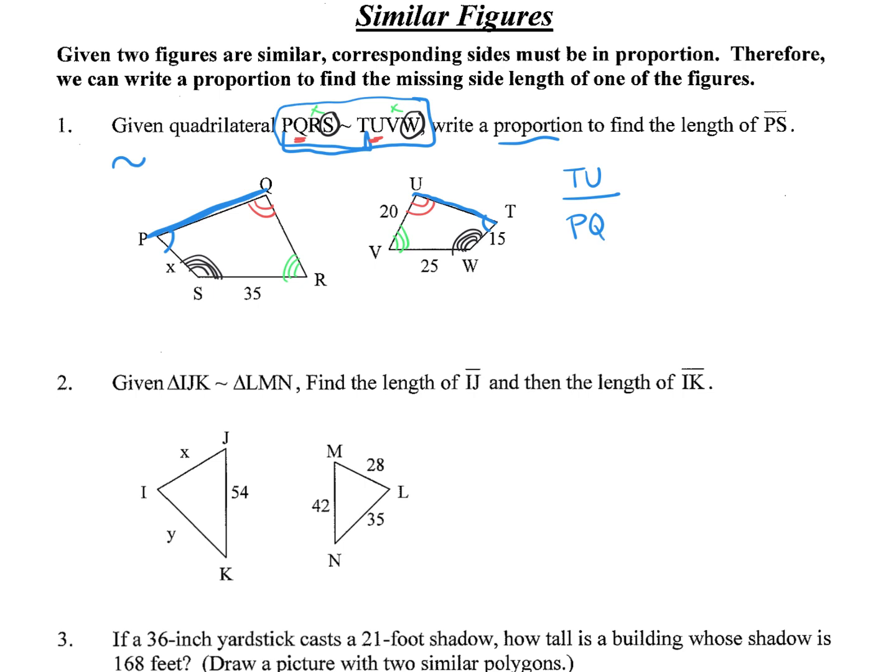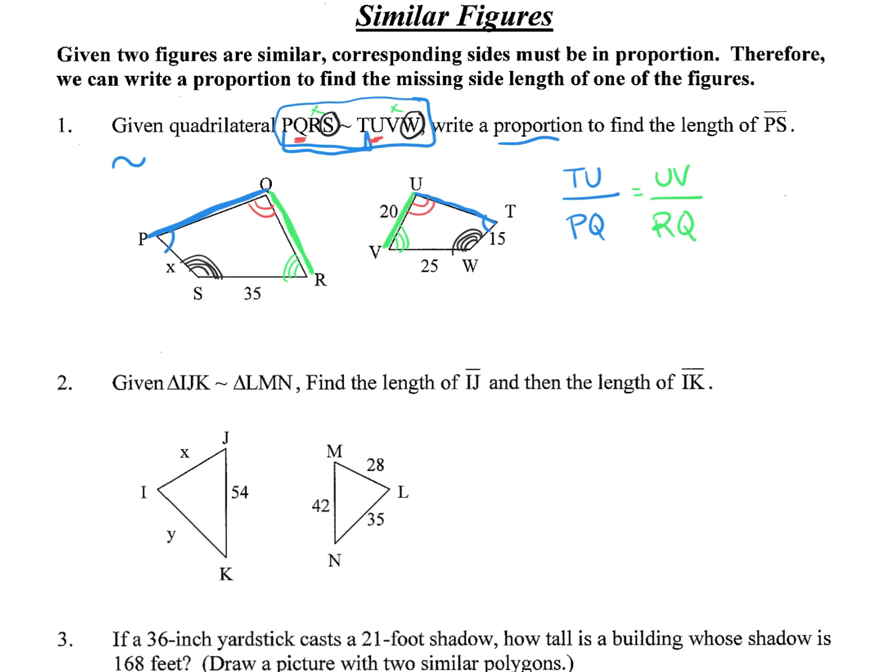Then QR, which is between the red and the green angle, corresponds with UV, which is also between the red and the green angle. Because I listed TU on top, since that's the final image as opposed to the original, UV has to be on top and then RQ has to be on the bottom. Horizontally we have to match: all the side lengths from one figure have to either all go in the numerator or all have to go in the denominator.